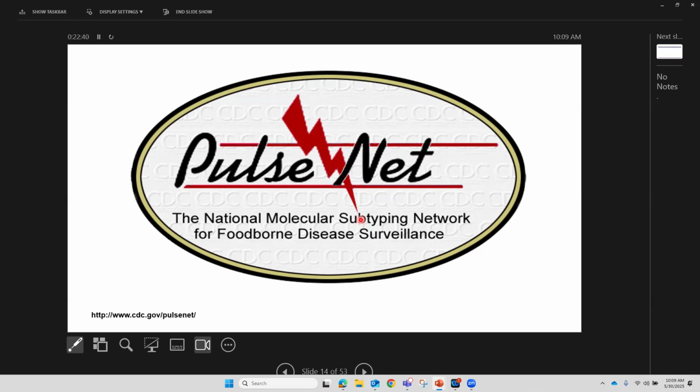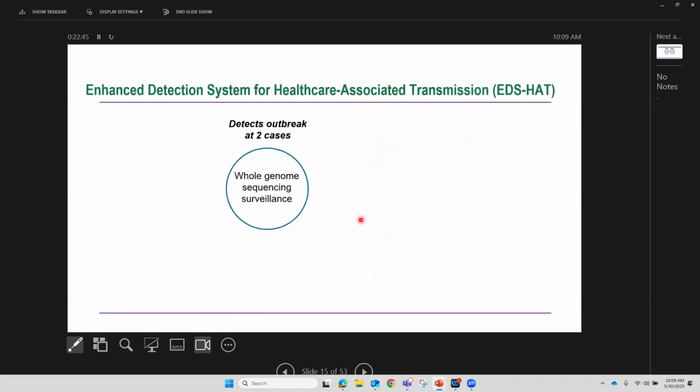So that's sort of the intellectual framework or basis for the project we initiated at the University of Pittsburgh. So how does EDSAT work? It's basically 2 major components. Whole genome sequencing is performed on all isolates, say, for example, all Pseudomonas isolates. If you've been in the hospital for 3 days or more, and you have Pseudomonas isolated from any site, any unit in the hospital, we sequence it. So whole genome sequencing surveillance. And the beauty of this is it detects outbreaks of 2 cases because you're doing it, presumably, the idea is to do it in real time.